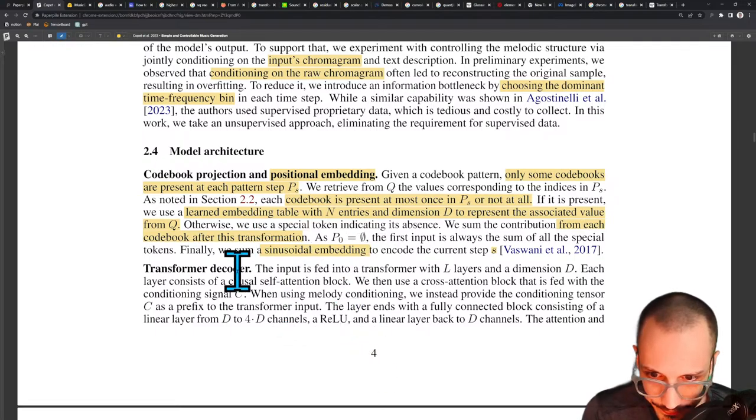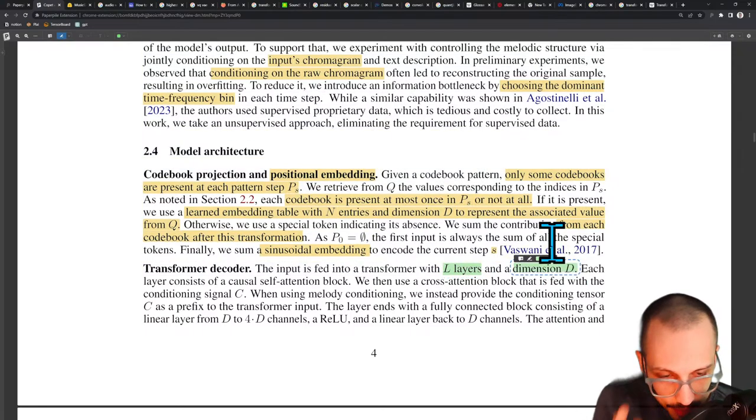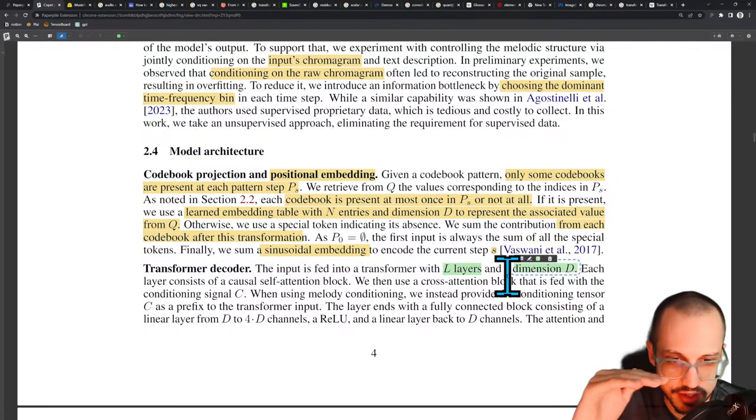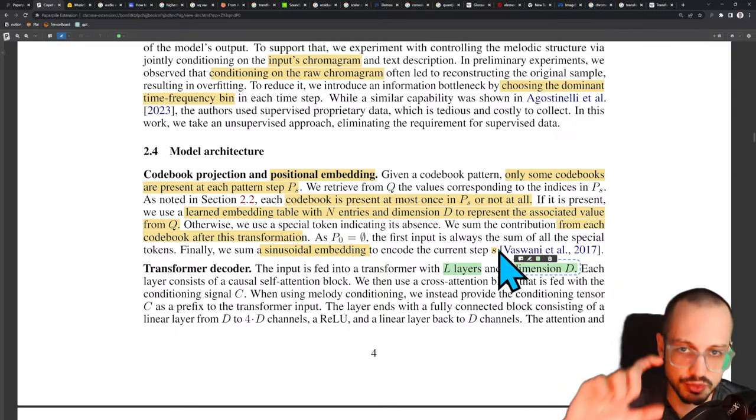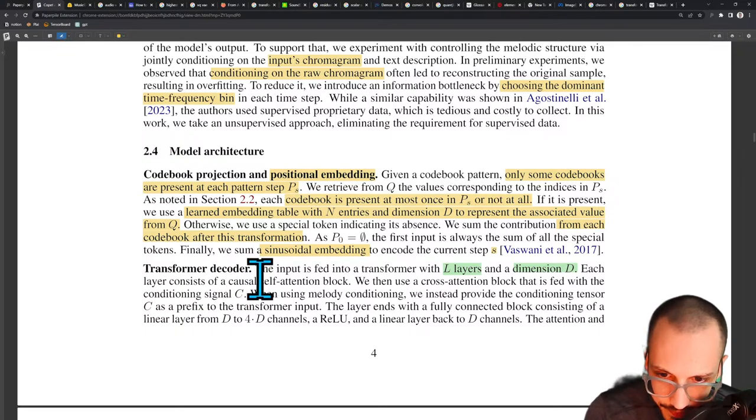Sinusoidal embedding. The input is fed into a transformer with L layers and dimension D. So dimension D is probably how deep it is, and L layers is the number of those blocks that are on top of each other. Each layer consists of a causal self-attention block.